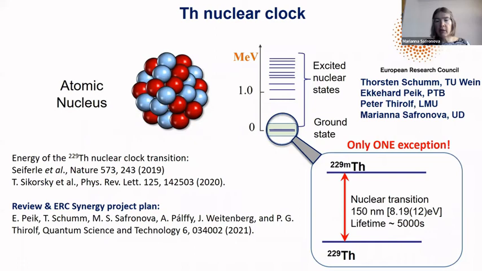The lifetime is projected to be about 5,000 seconds. As of now, experimentally, it's definitely more than 60 seconds. So it's already good enough for a precision clock. In fact, if it's 1,000 rather than 10,000 seconds, it's actually better. And there are now several projects around the world to build such a nuclear clock.